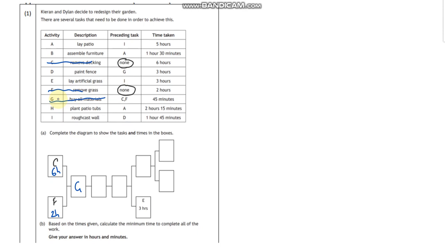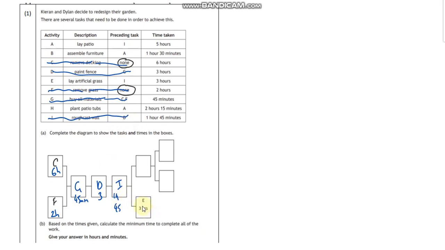Very good. And then what comes after G? Well, there's G there. Make sure it's got that. So that's D. There we go. And make sure you write that as well. So that's 3 hours for G. No, sorry, it's 3 hours for D. And G was 45 minutes. Okay. And what was D preceding?